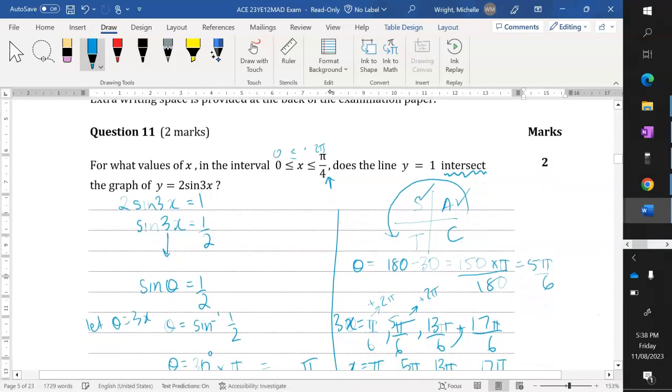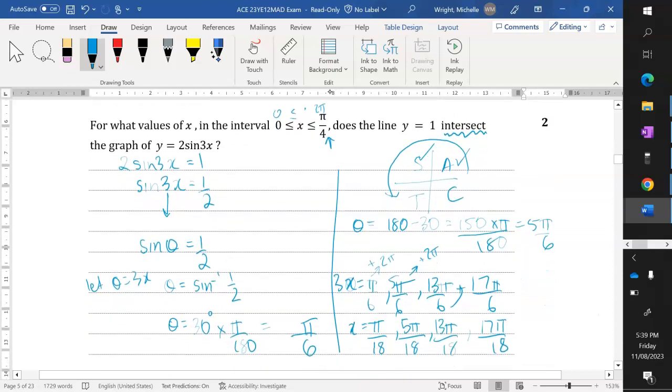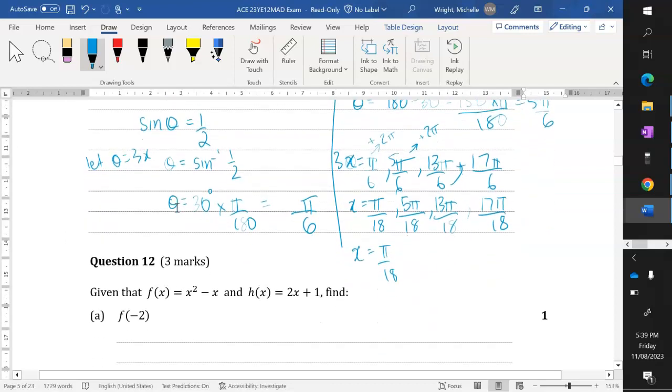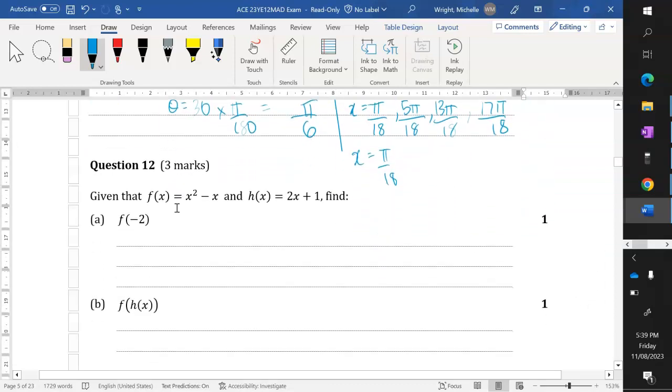And overall, that was not done well. The first thing that people seem to not be able to do was divide by the 2 and get 1/2. And then the other thing, people didn't know what to do with that 3x. So that would be a really good one to practice. Okay, let's have a look at the next one. 12. Each one of these was worth 1 mark.